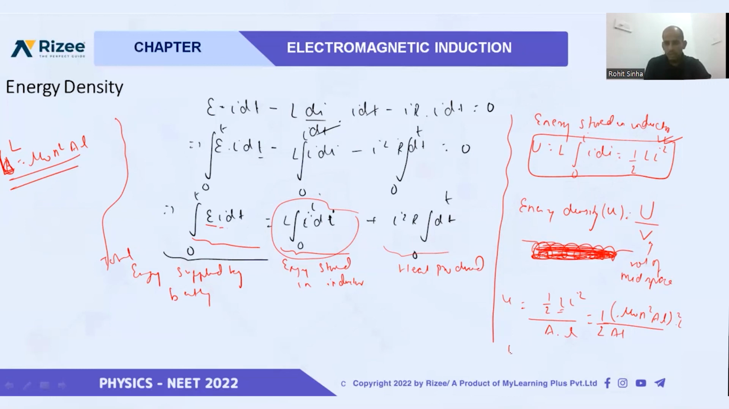You will get u equal to mu naught n I whole square by 2 mu naught. That means it is B square by 2 mu naught. This is the formula of energy density. Okay, this is an important formula, and this is an important formula.